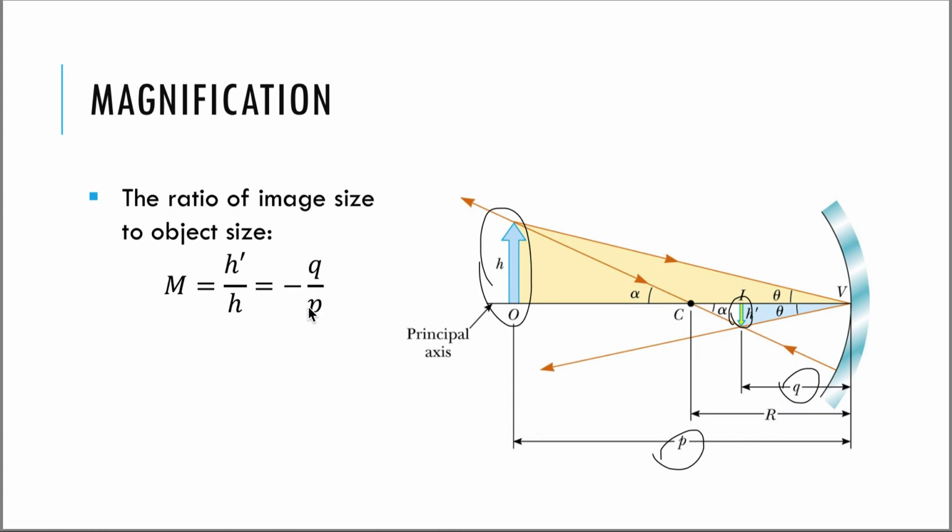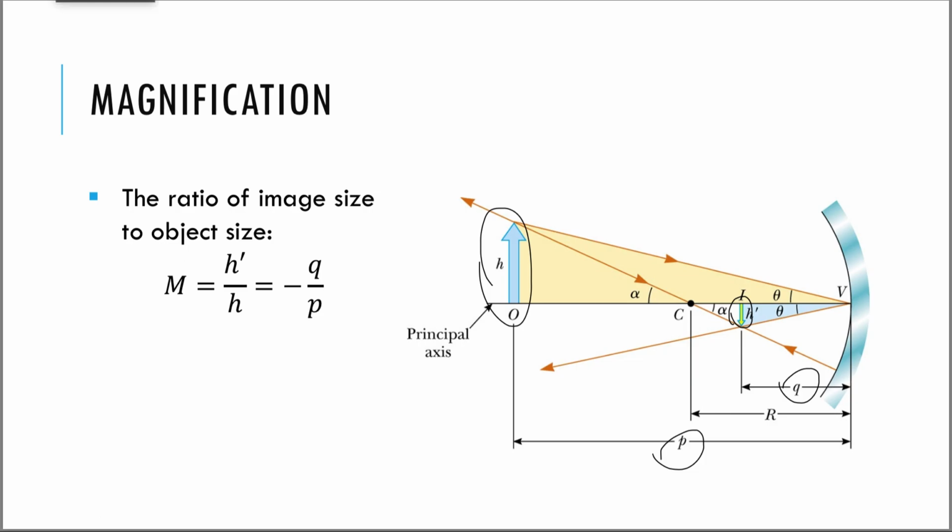And it turns out that the magnification, which is how big your image is compared to your object, the image height divided by the object height, is equal to negative q over p. So negative the distance of the image over the distance of the object. Again, that just comes from the geometry.